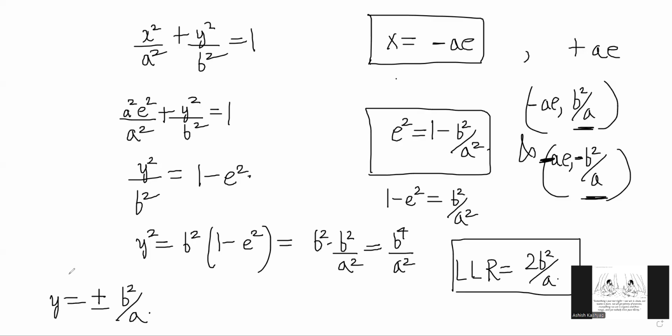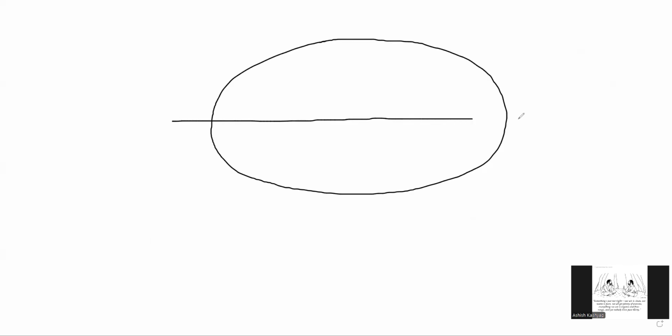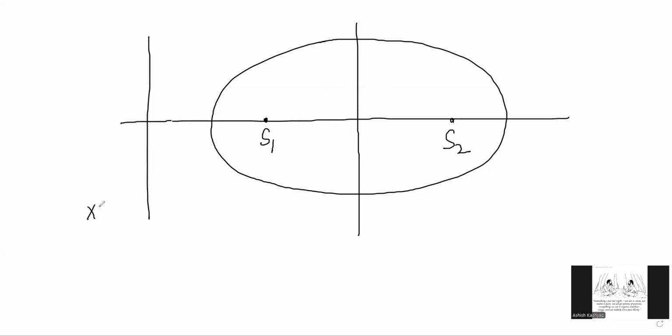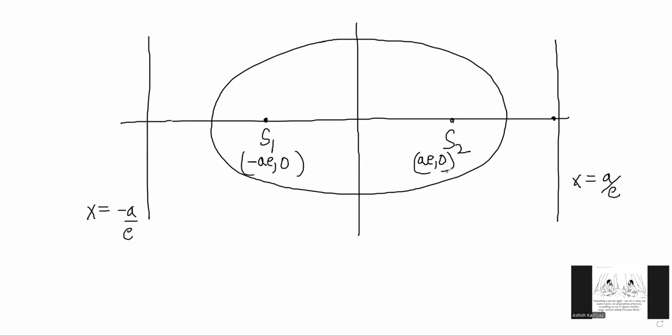Now, another important property of the ellipse is this. So let's think about it. This is my ellipse, this is one focus S1, and this is another focus S2. And this is my directrix, x is equal to minus a by e. And this is the corresponding directrix, x is equal to plus a by e. These points are minus ae comma 0, and ae comma 0, right?